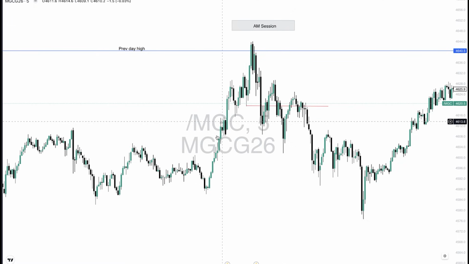So yeah, we would have gotten here, and then obviously we have our New York session low here, and as you can see, price ultimately draws into that. That would have been a nice setup. All right, let's go into another example.